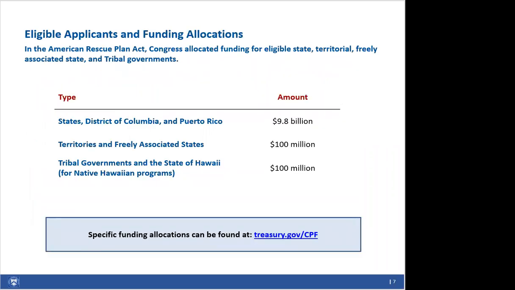Treasury previously announced allocations for its recipients following the formula that Congress provided. This next slide shows us those allocations at their highest level. Out of the $10 billion, states are allocated $9.8 billion. Territories and freely associated states are allocated $100 million in total, and tribal governments and the state of Hawaii for their Native Hawaiian programs are allocated an additional $100 million in total, with each tribal government allocated about $167,000.